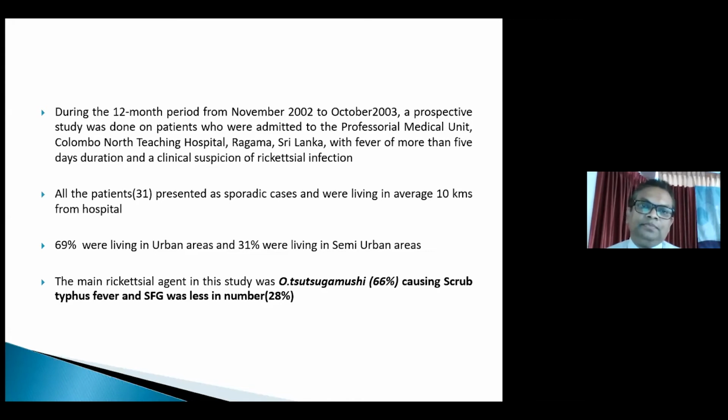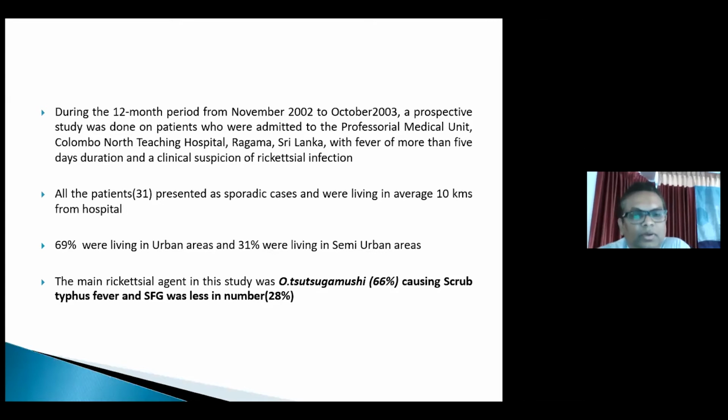Actually, they presented as sporadic cases and were living roughly within 10 kilometers of the hospital. And out of that, 69% were living in urban areas, 31% in semi-urban. So you can see now not only rural, but there are urban cases as well according to their study.